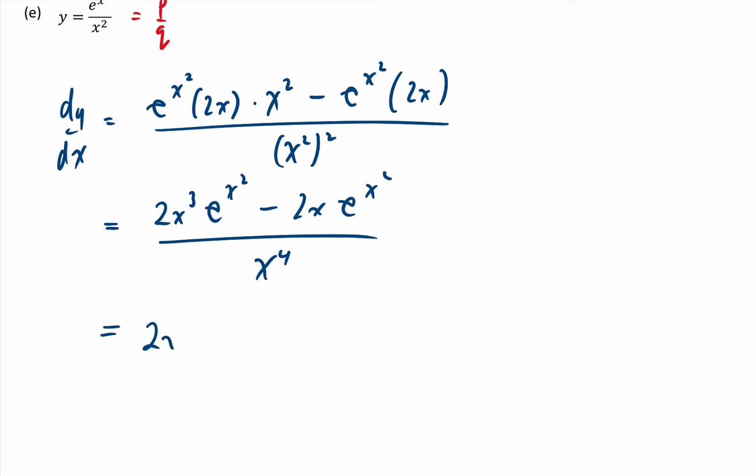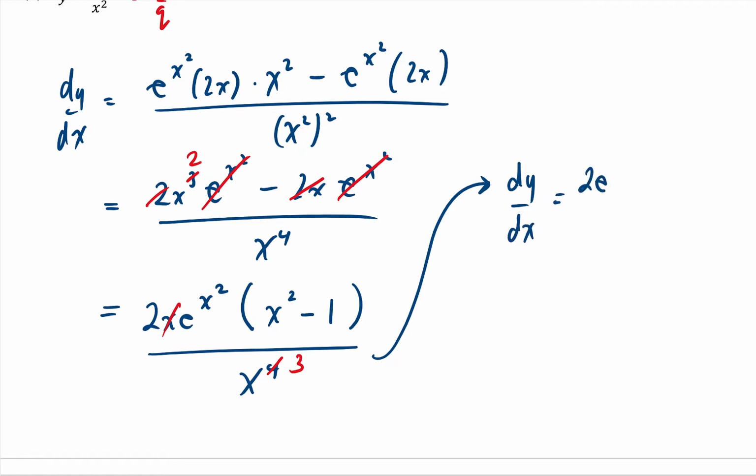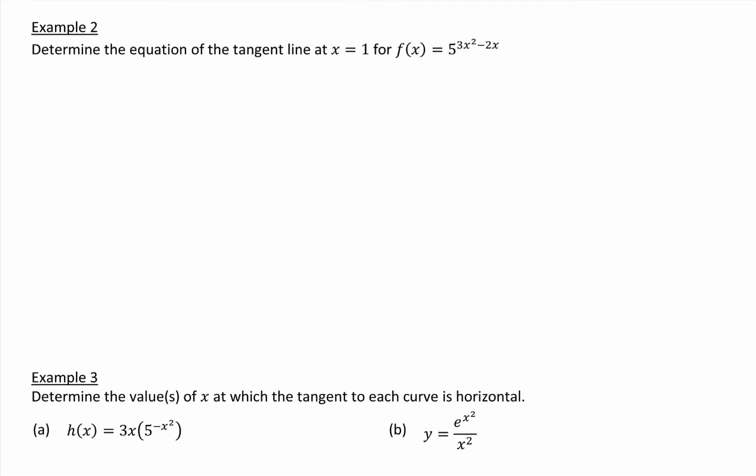So this gives me 2x e to the x squared as my common factor in the numerator. That leaves me with x squared minus 1 all over x to the 4th. And again, what do we do? We cancel this and this. We took out the 2x and we took out the 2 and the x here, which gives us x squared. And the last thing, we could cancel out the x's here, and we are left with the following derivative. dy over dx is equal to 2 times e to the exponent x squared times x squared minus 1 all over x cubed. Example 2, determine the equation of the tangent line at x equals 1 for the following function.